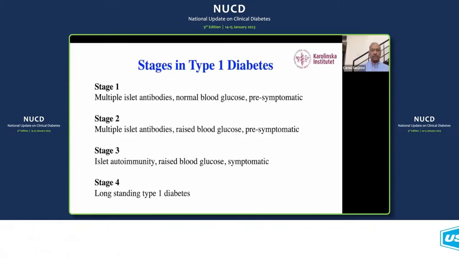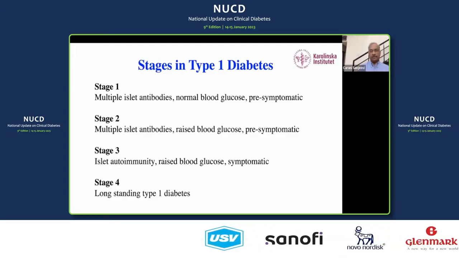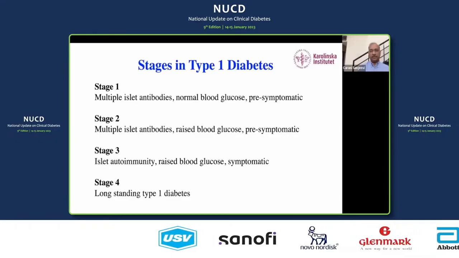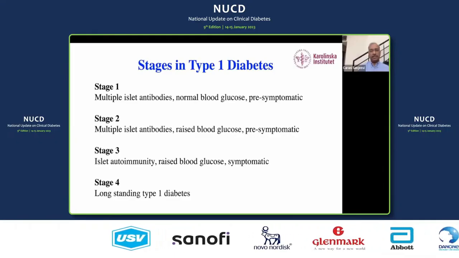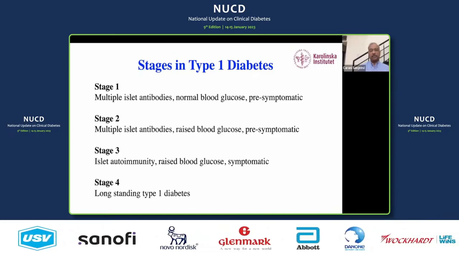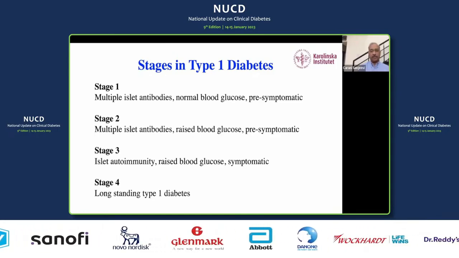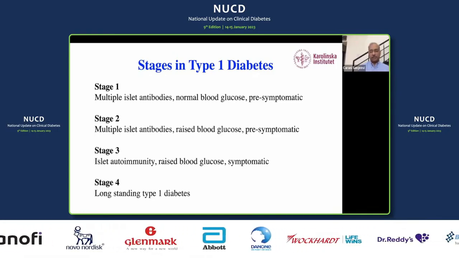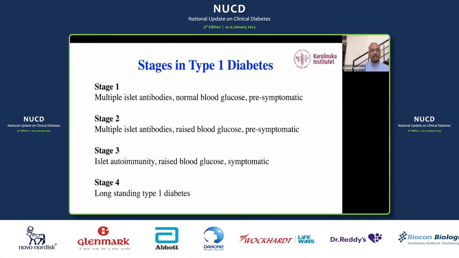When you look at the stages in type 1 diabetes, there are multiple antibodies in stage 1, normal blood glucose, pre-symptomatic, no symptoms. Then in stage 2, as you saw in the previous cartoon, multiple islet antibodies, raised blood glucose, pre-symptomatic. This signifies there is considerable loss of beta cells. Then in stage 3, you have islet autoimmunity, raised blood glucose, and the patient becomes symptomatic. Stage 4 is those patients who have long-standing diabetes.